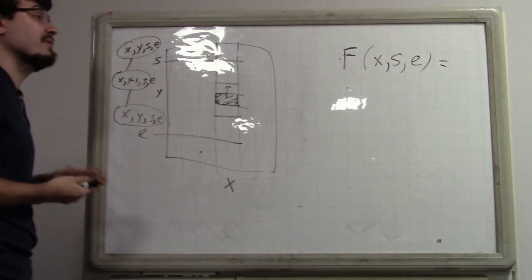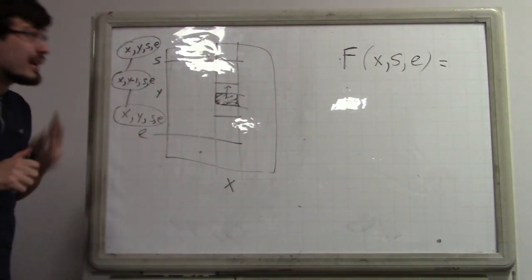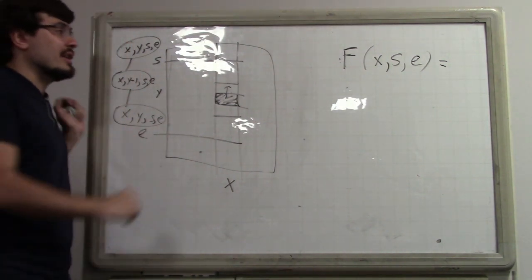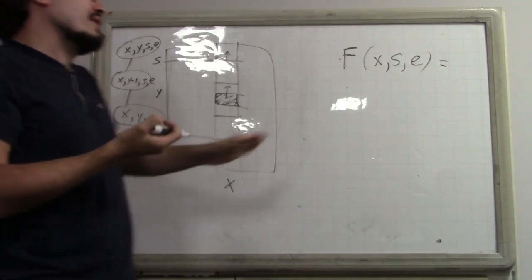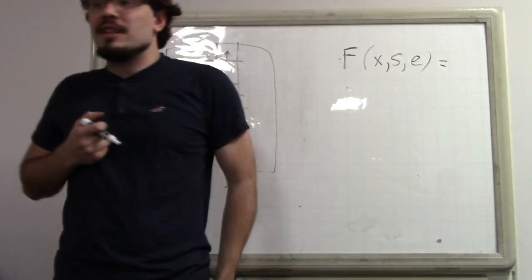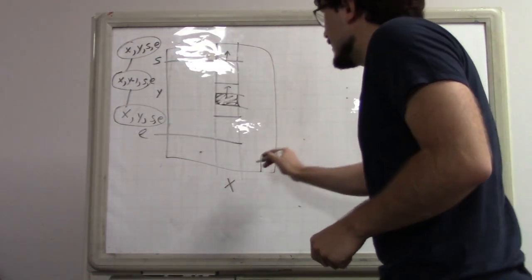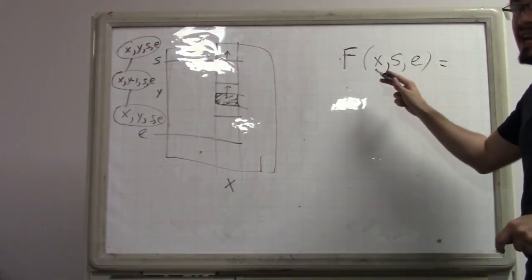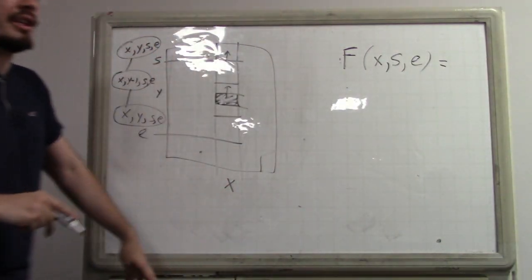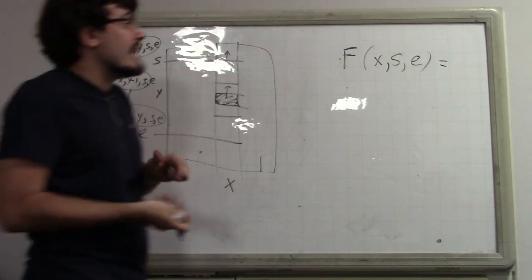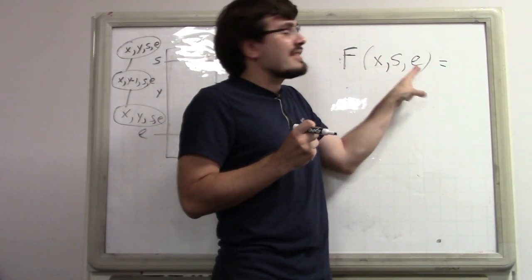Okay, so f of x, s, and e, how can we express this? Choice number one is you can go up here. First let's give a definition for this function. This is the optimal solution that gets to the end if you are currently in column x, and you have collected every row number between s and e.